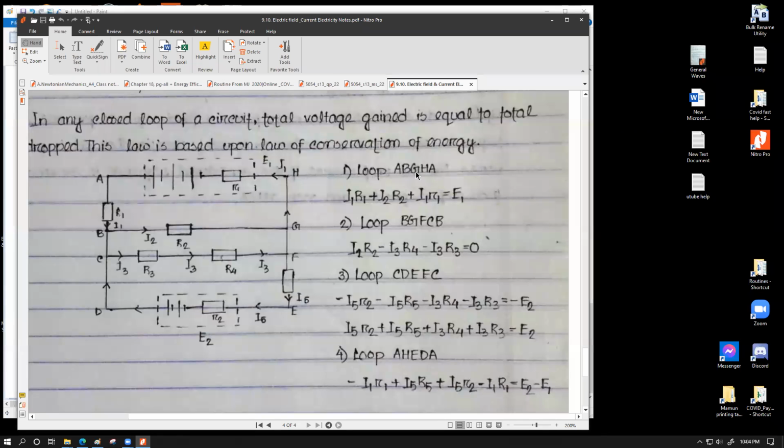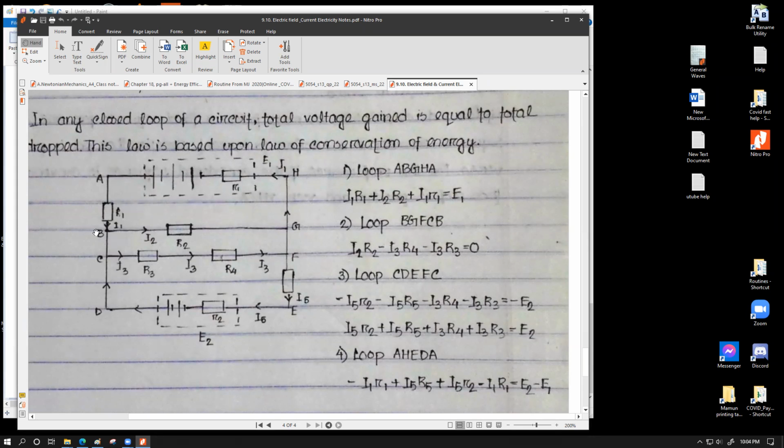Have a look at loop ABGH. I'm going to go through these loops part by part, and then for some other loop, I'm going to ask you to write the equation. So I want all of you to pay very close attention to understand this. This is an absolutely new thing for you, so keep your eyes peeled.